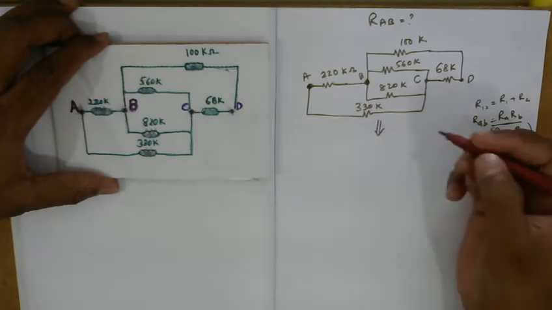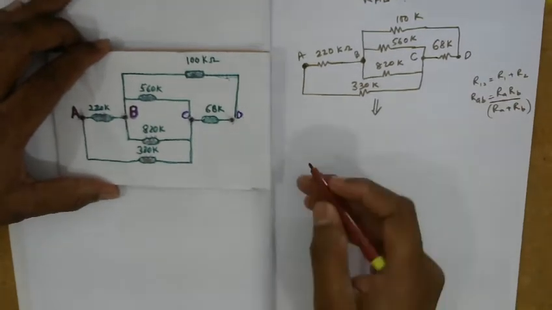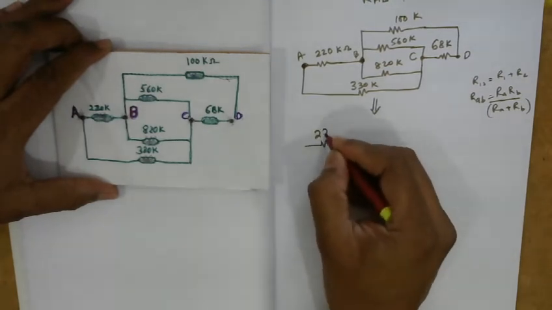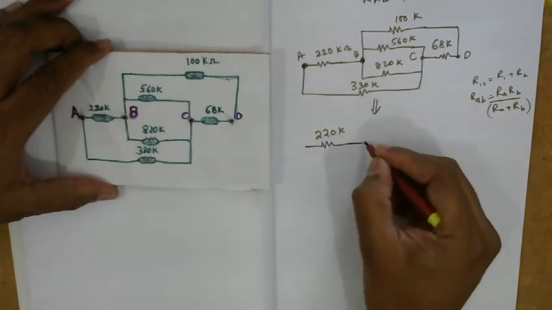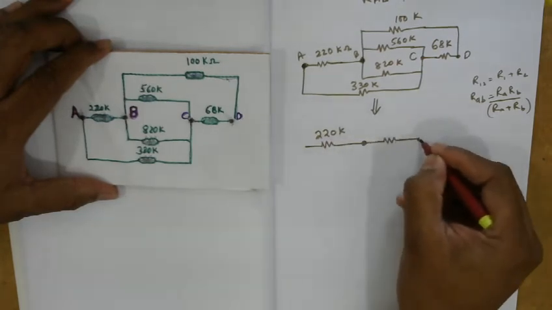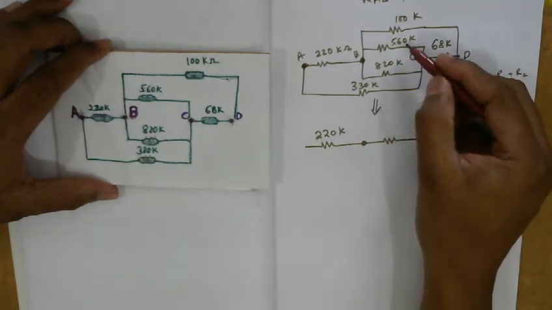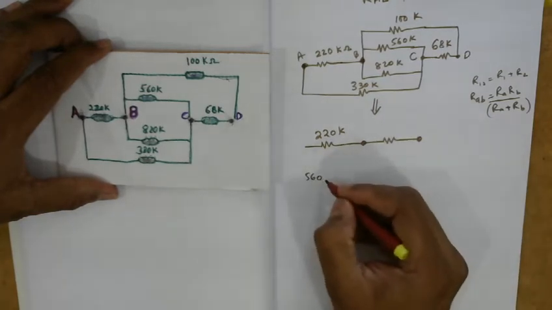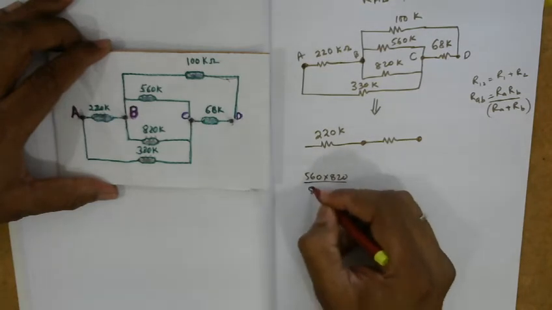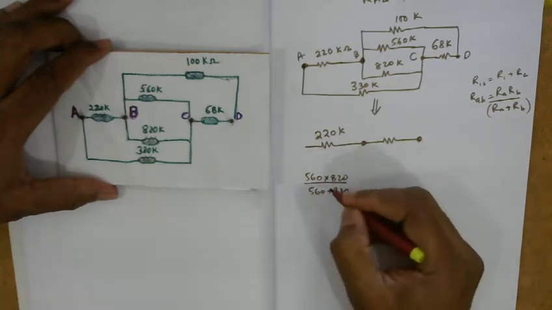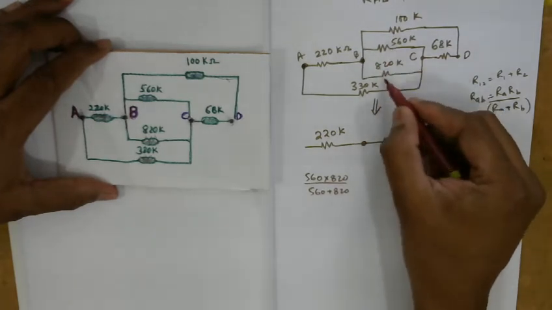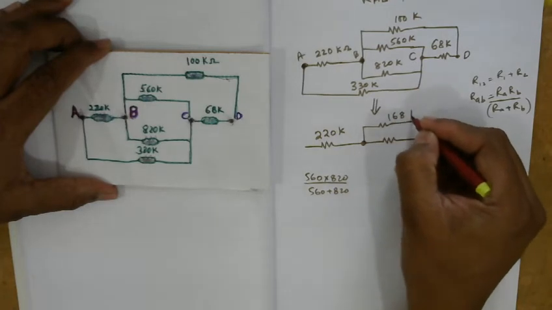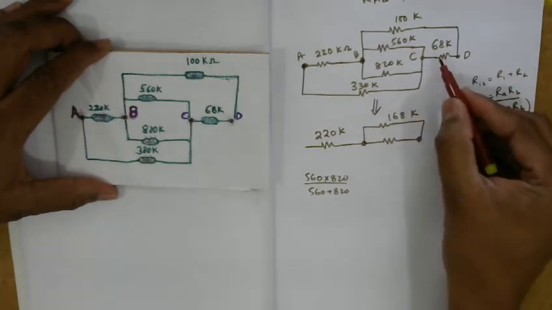So let's simplify this circuit. Step by step I'll keep simplifying this circuit. So I have here this 220K will remain the same, and here I want to get an equivalent resistance of these two parallel combination, 560 parallel with 820. Okay, so 560 into 820 divided by 560 plus 820. So this value will come here. This is the parallel combination of these two, and above I already have this 168K. So 100 plus 68 is 168 kilo ohms.